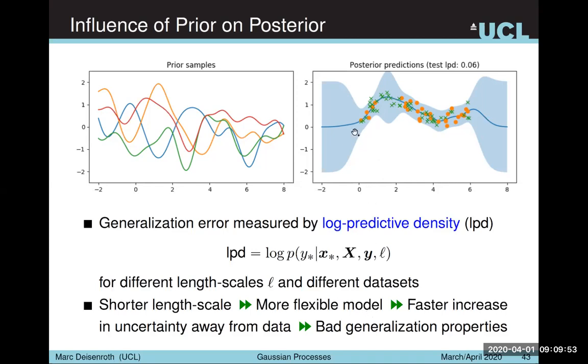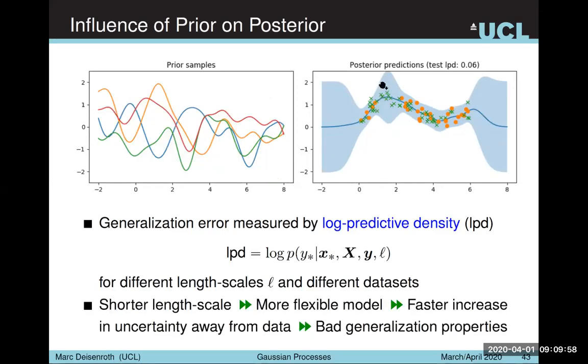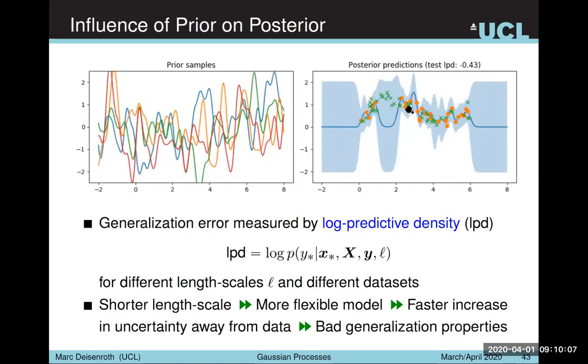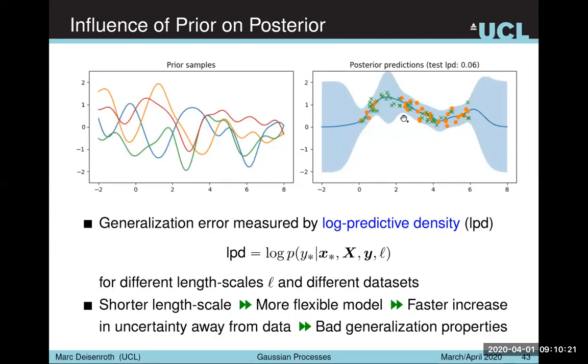But what you can also see, if we compare this to the previous slide, is that the error bars increase much faster. Here the error bars, for example, are much higher. The training data are these orange disks. If we go away from the training data with a longer length scale, the error bars don't change really that much, because of the noise in the data. But if we make the length scale shorter, the error bars go up quite significantly. So with a more flexible model, we also get a faster increase in uncertainty away from the data.